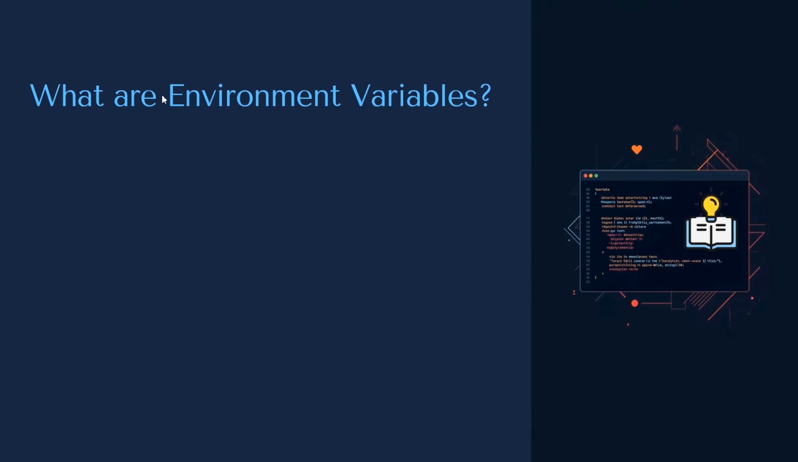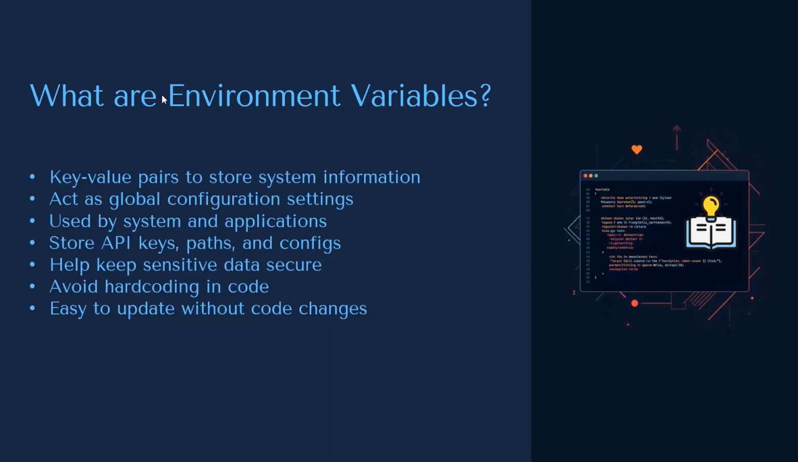Now let's understand what environment variables are. Environment variables are key value pairs that store important information in the system. You can think of them like global settings that both the system and applications can use. For example, we use them to store API keys, application settings, system paths.